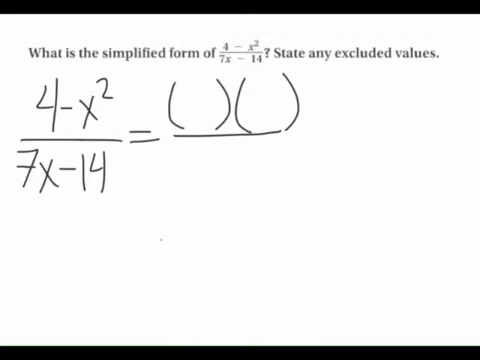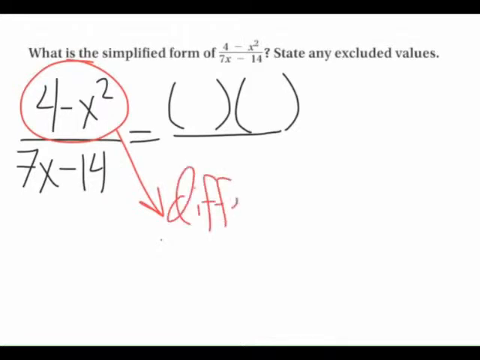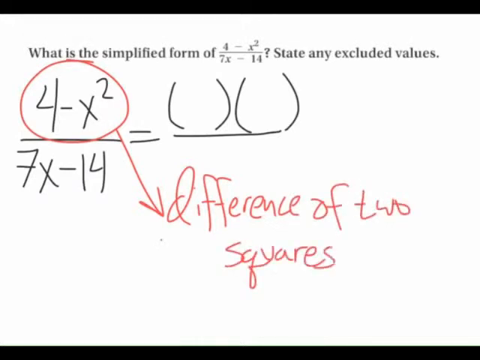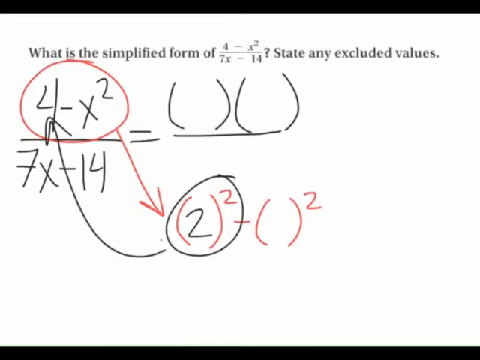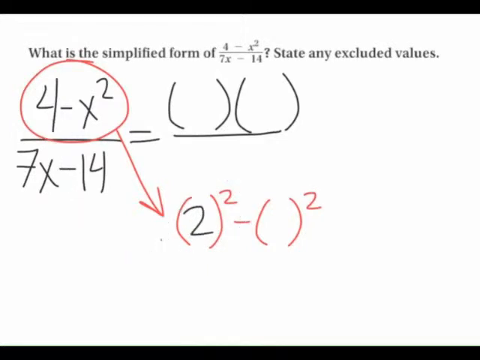Well, yes, there actually is. I hope that you recognize this expression here as being something called a difference of two squares. Remember when we learned about a difference of two squares? A difference of two squares will always look like this. Something squared minus something else squared. In this case, the first thing that's being squared is a 2, right? 2 squared gives 4. And the other thing that's squared is an x.